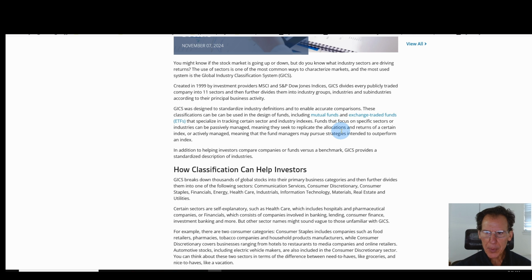Funds that focus on specific sectors or industries can be passively managed, meaning they seek to replicate the allocation and returns of a certain index, or actively managed, meaning that the fund manager may pursue strategies intended to outperform an index. For example, the S&P 500. Well, that's a pretty well-designated, well-diversified portfolio, and you don't have to do anything. It's within itself its own product. So there's really no means to do anything other than buy the S&P 500 if you just want a basket of goods.